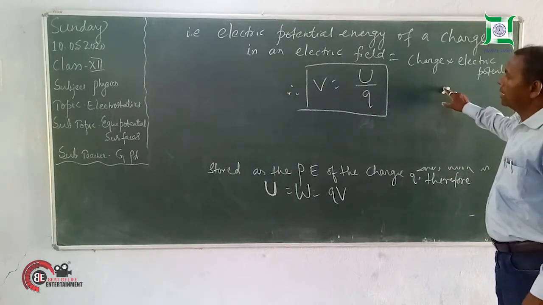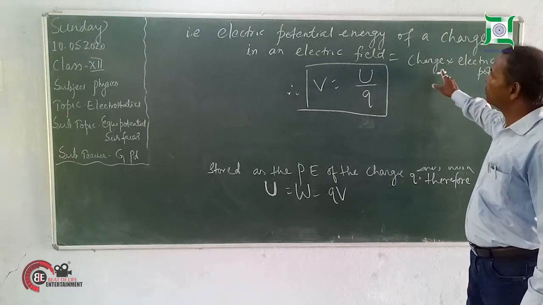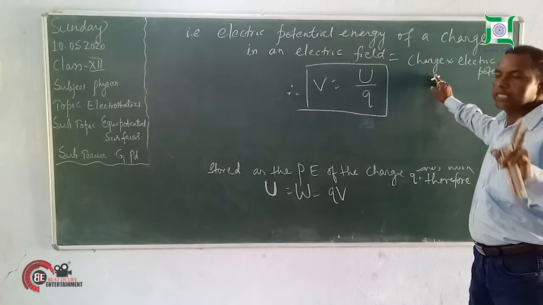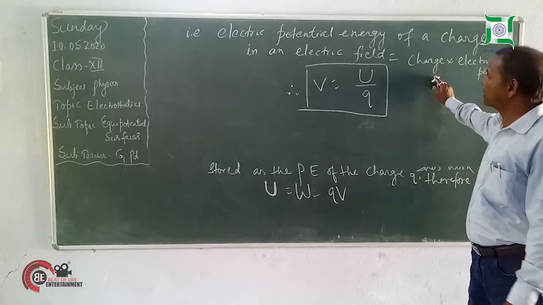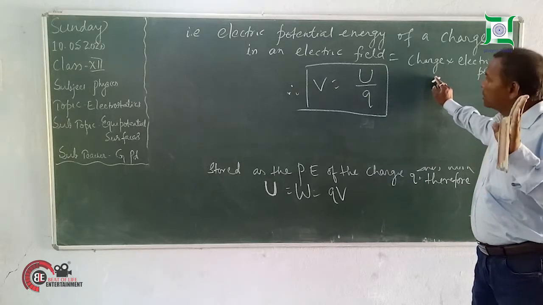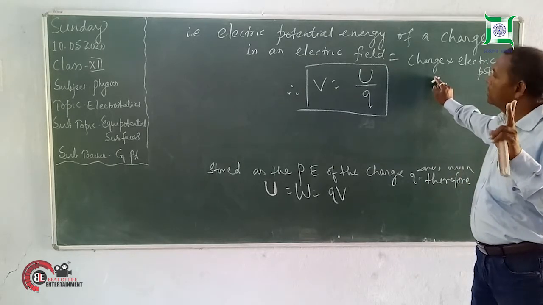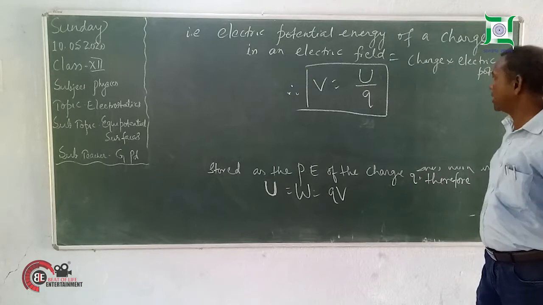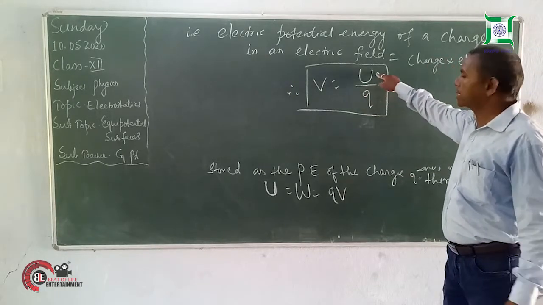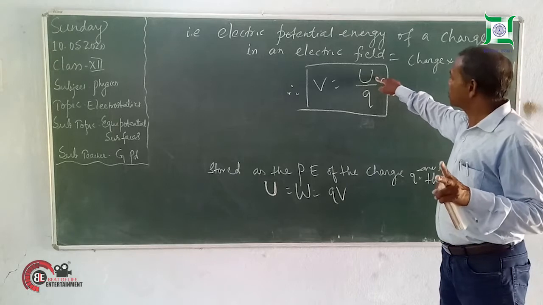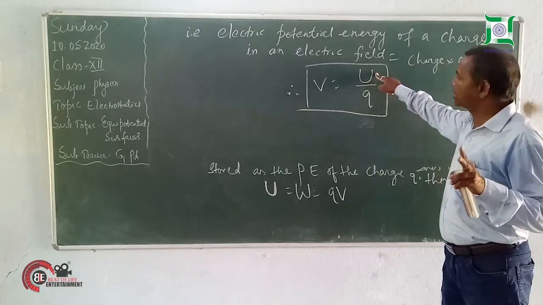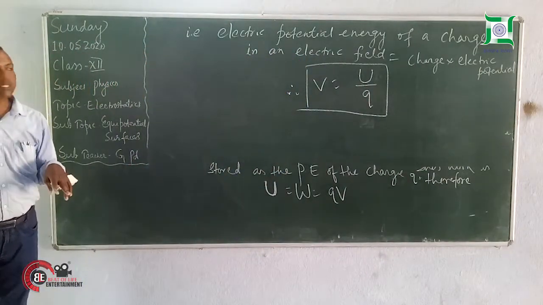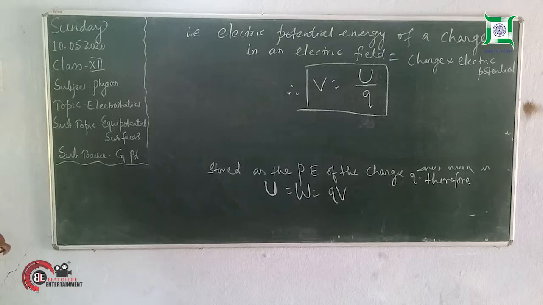So W was the work done in moving a unit positive charge from infinity to a point in an electric field against the electrostatic force. That work done is stored as electric potential energy of the charge Q. So work done is equal to electric potential energy. Here we have written V is equal to U by Q, where U represents the electric potential energy.